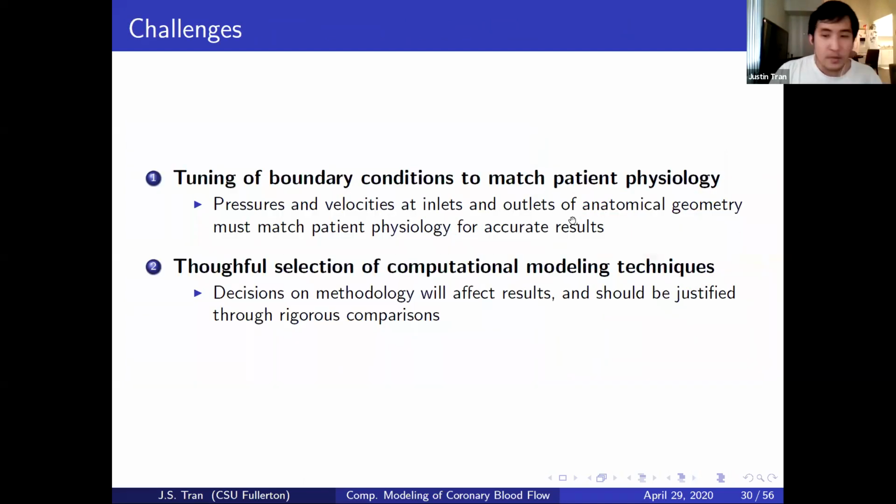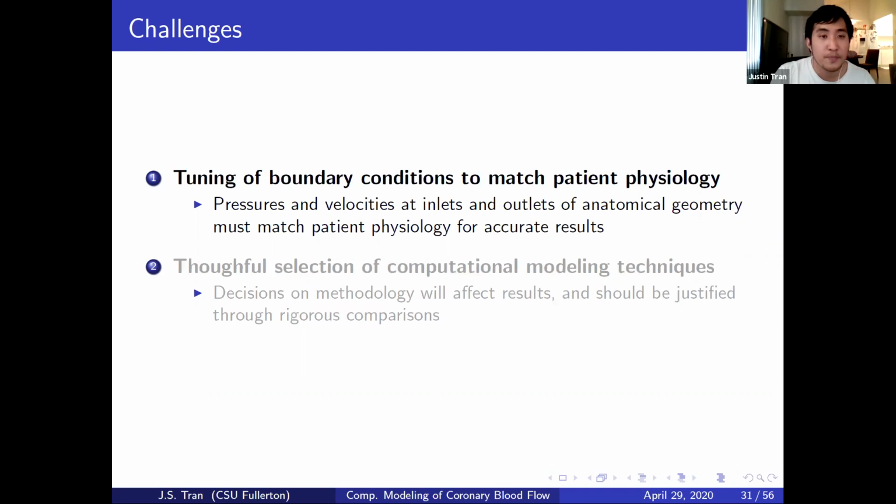Okay. So from here, I want to talk about 2 projects. I probably only have time for one of them, but we'll try to get through it. These are 2 projects that I tackled when I was in grad school. The first one is tuning of the boundary conditions. And the second one corresponds to the deformable wall simulations, or the fluid structure interaction.